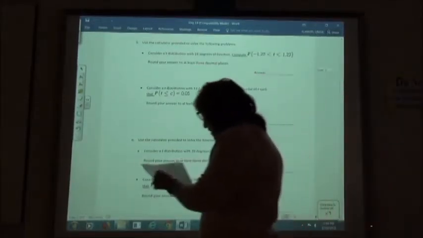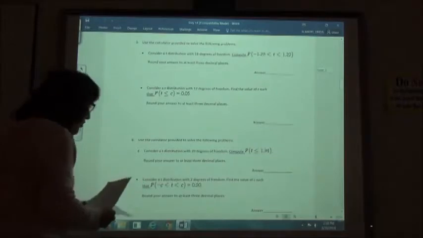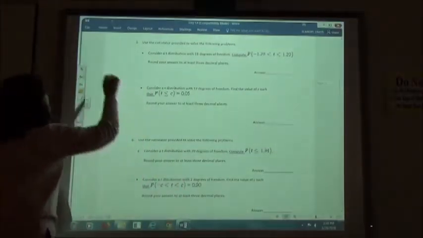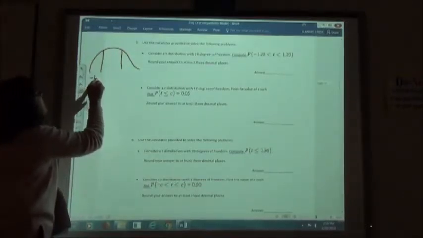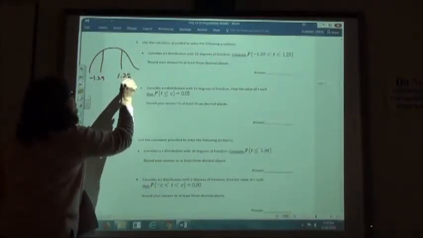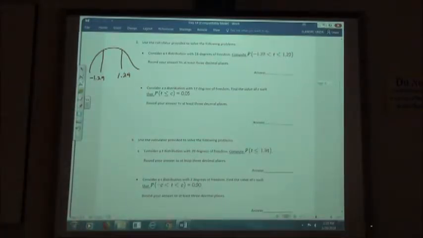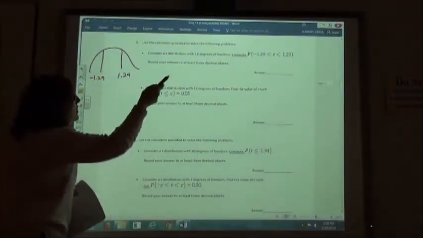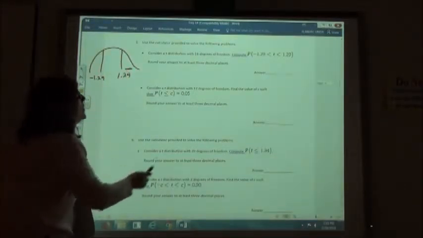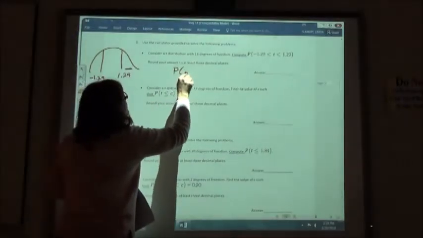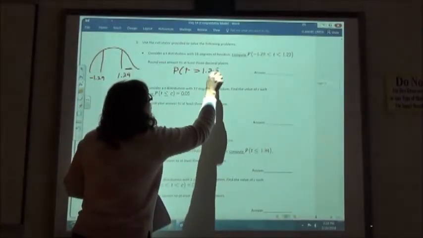If we look at the next one, number 5, this one we're between the two things again. So I've got my curve. We've got our two critical values, negative 1.29 and positive 1.29. And we want to compute that. If we're going to compute that, first thing we're going to do, and they're doing the less than, but we're going to find the area just in this little section right here. So we're going to do P of T is greater than the 1.29.